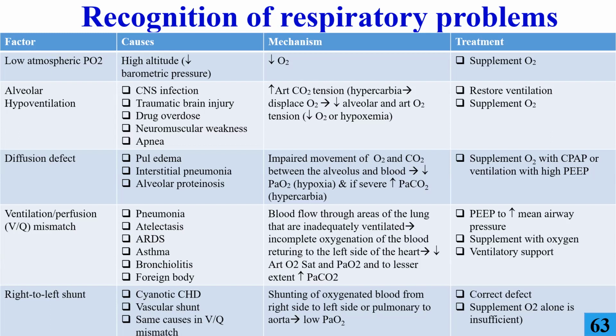Then you have the other problem that causes pulmonary edema, when you have water inside the alveolar wall. But you can also have fluid in between the alveoli, what we call interstitial pneumonia. Also when the alveoli start to secrete protein, what you call alveolar proteinosis. There are many diseases that cause this problem. And once we have a diffusion problem, we have impaired movement of both oxygen and CO2 between the alveoli and the blood. Then we have hypoxia, and then we have hypercarbia.